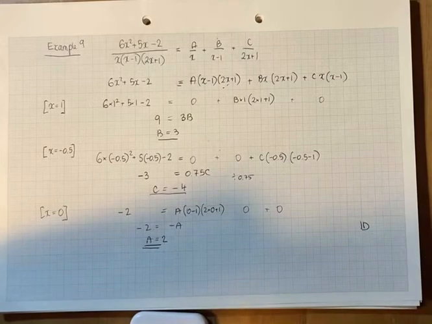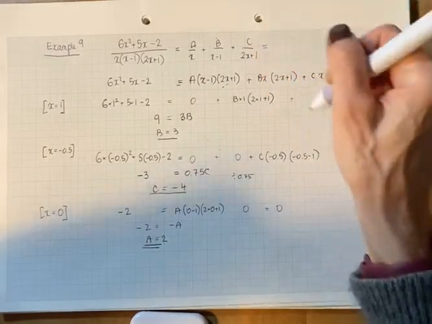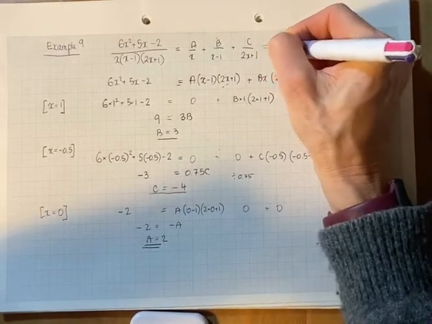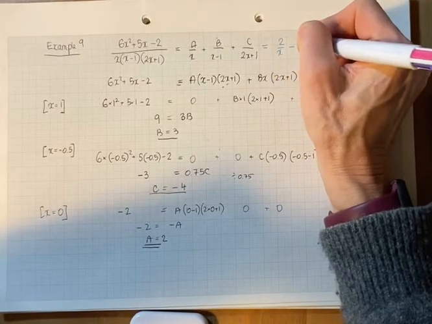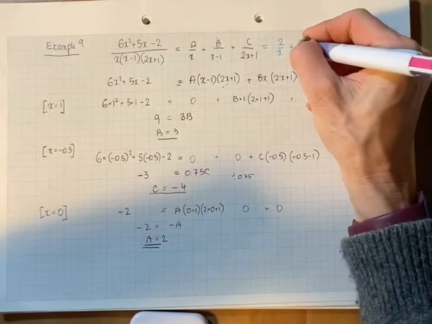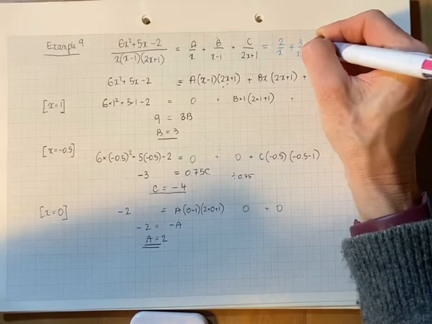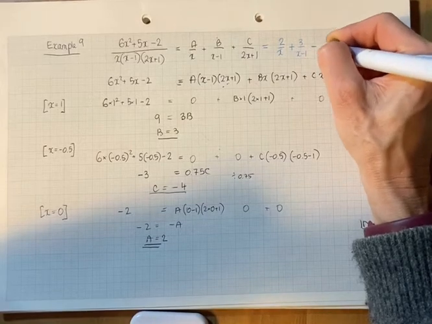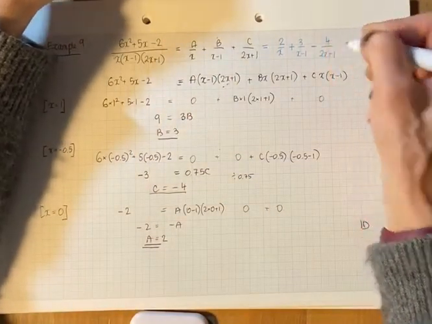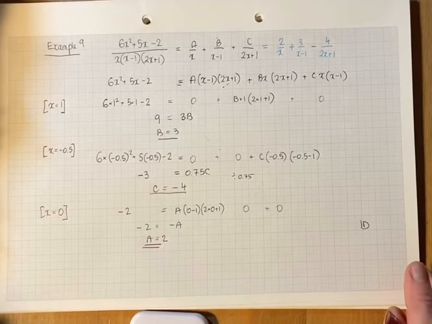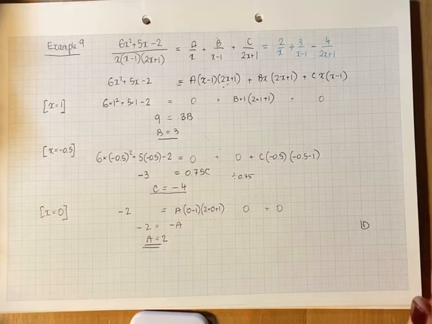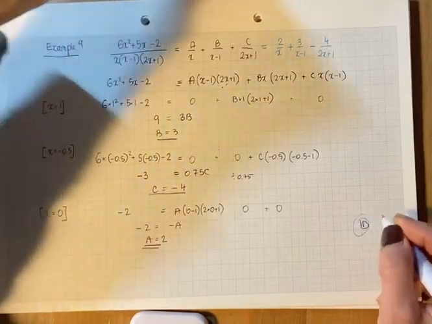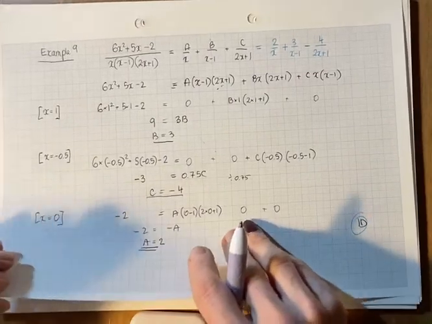So the final answer, let's just pop it on here. That's going to give me 2 over x minus, no, b was positive, plus 3 over x minus 1, and minus c is 4. So put minus here and put 4 in the numerator. 2x plus 1. Let's just double check whether I'm right here. So it's 2 over x. That's correct. So exercise 1D before we move on to the next example.